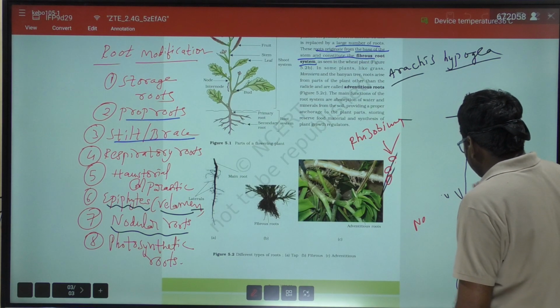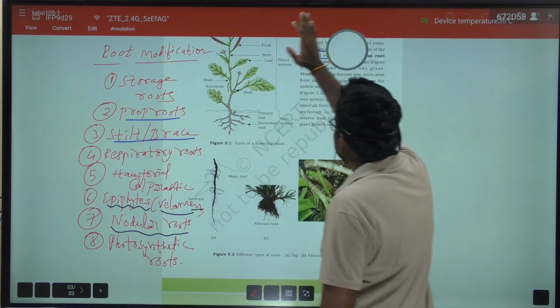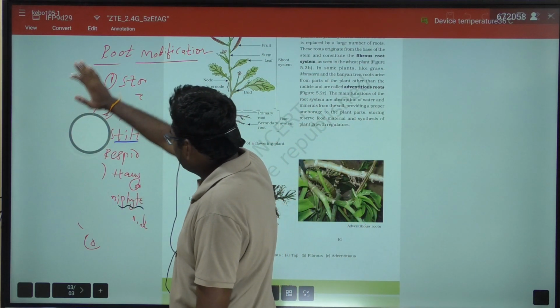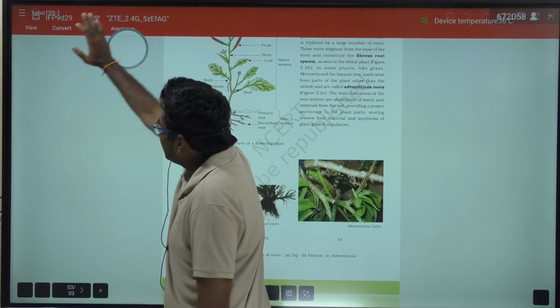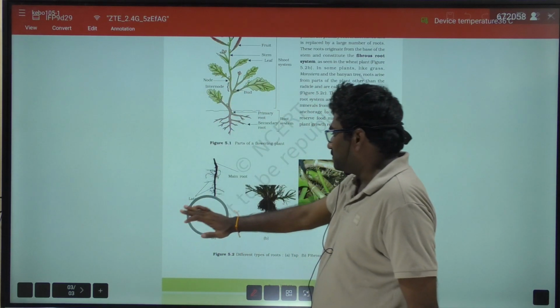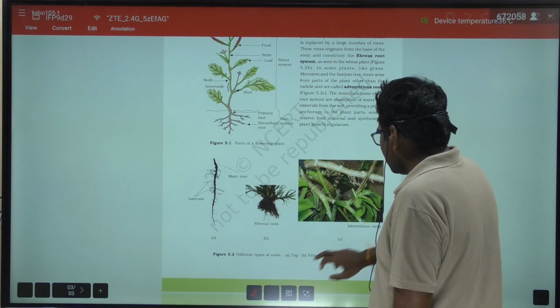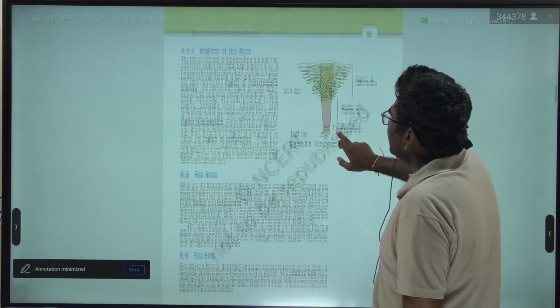Now let us move to the topic stem. In the NCERT syllabus, all these modifications are not mentioned, but even so we have to read these modifications from the NEET point of view as well as the MCET point of view. Right. Next, coming to the stem.